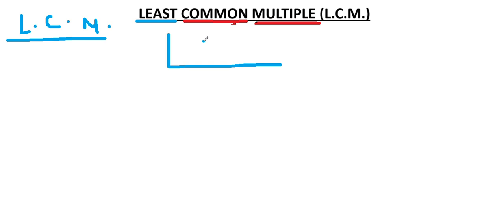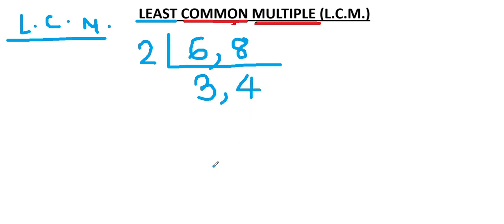This is called the staircase method. 6 and 8. We have to write a number over here so that 6 and 8 are both divisible by that number. What is that number? That number is 2. So 2 times 3 is equal to 6, 2 times 4 is equal to 8. So in this case, both the numbers were divisible by 2. But when we have 3 and 4, both the numbers are not divisible by 2. So we just go for only one number.